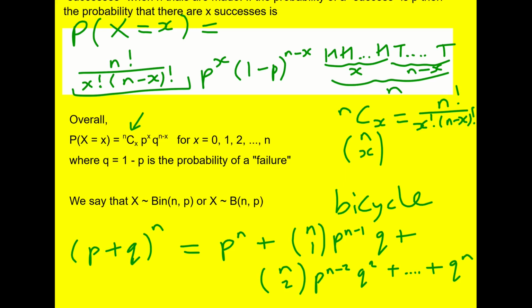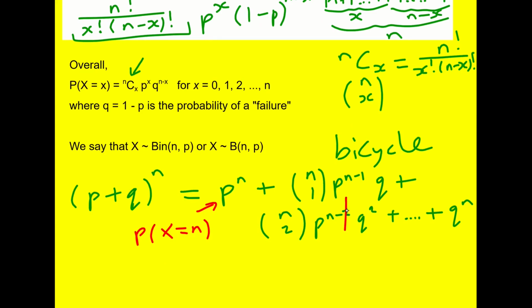And check it out, this thing here is the probability that I get n successes, all successes, because, yeah, that's what it is. And this one here is the probability that I get n minus 1 successes, and n minus 2 successes, and finally, if I get no successes, I just multiply all the probabilities of my failures together. So this is how it links to the binomial theorem.